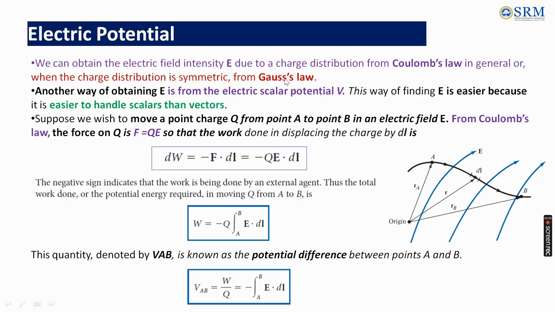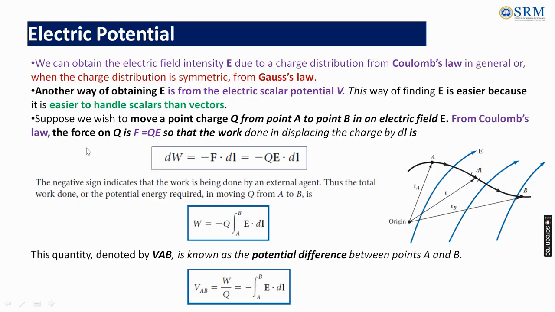This is an easier way because it is easy to handle scalars. This electric potential is a scalar actually. So let us set up a construct. Here there is an electric field present and we are going to move a point charge from A to B in an electric field.